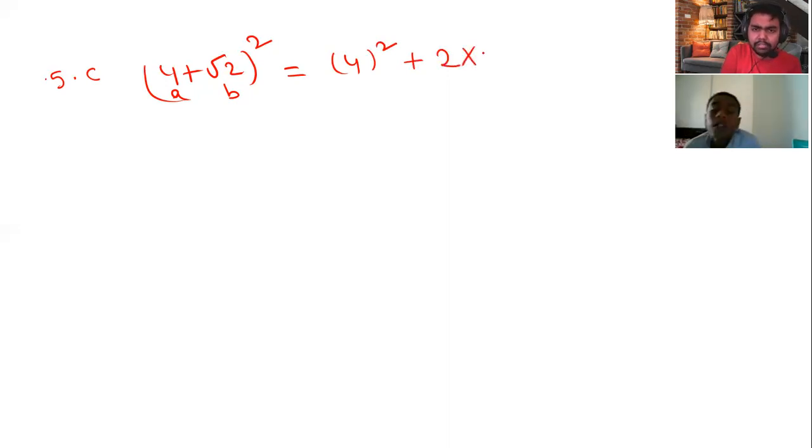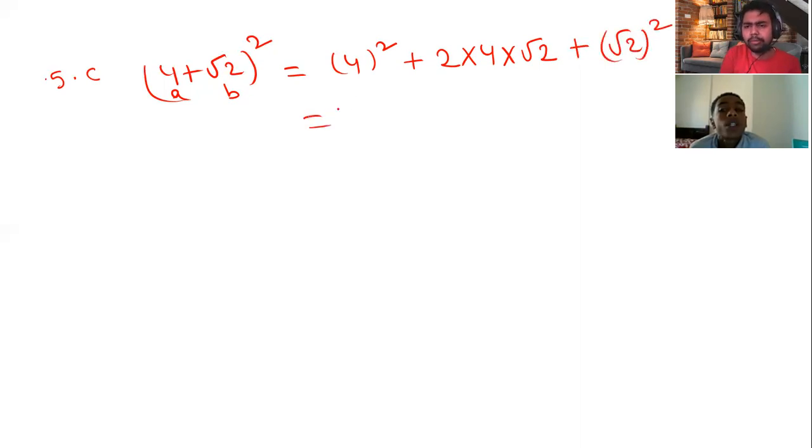What is my A? That is 4. And what is my B? That is root 2. Plus B square. B square means root 2 square. Can I write it like that? Yes. 4 square is? Four times 4 is? A square means we are multiplying it 2 times. 16.